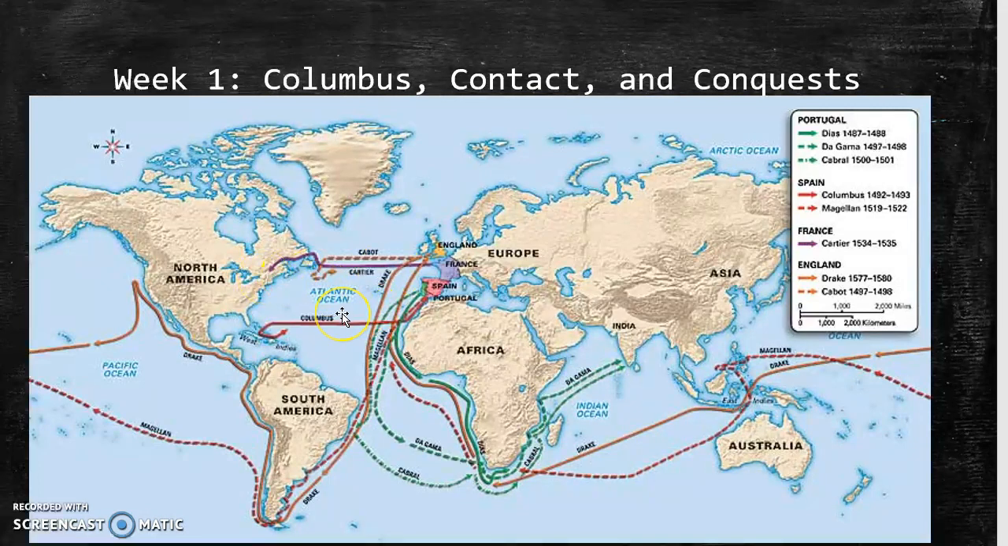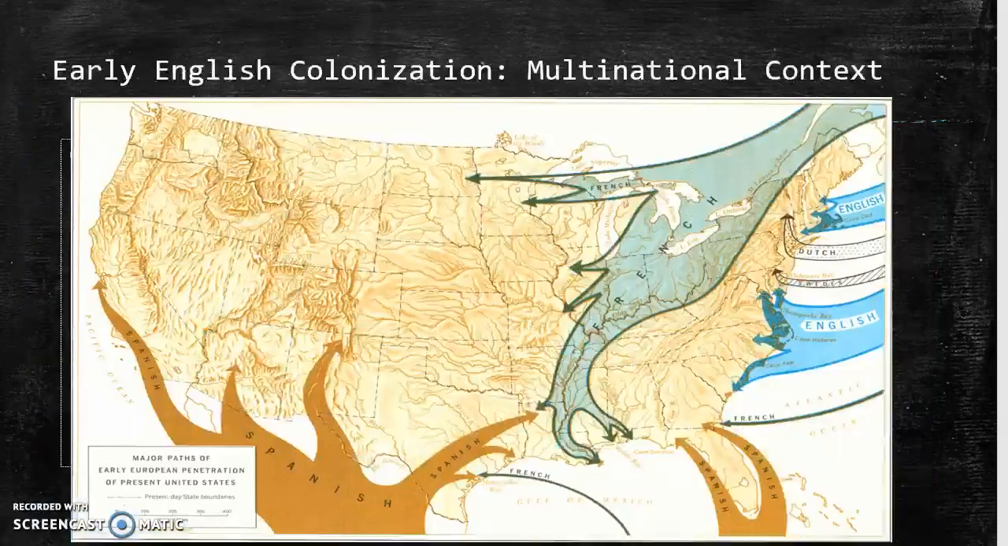So that's sort of what we were thinking about in week 1. So this is the 1400s, the 1500s. Again, the details of who's doing what exactly, that's not really the point. The point is that this is sort of what set off this era of multinational competition, really, for all of the Americas. But this map's about North America. And I called the map Early English Colonization, Multinational Context, just to help you see that.